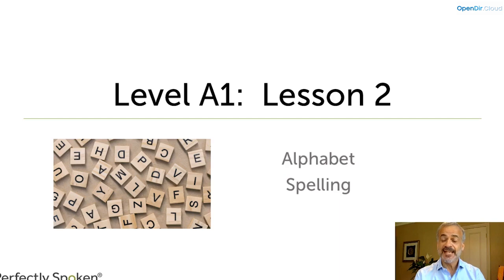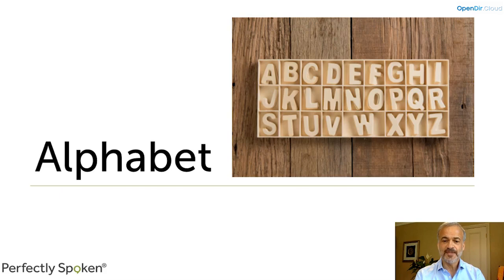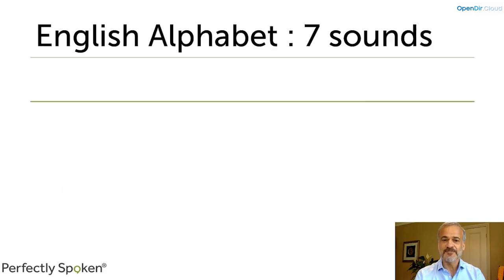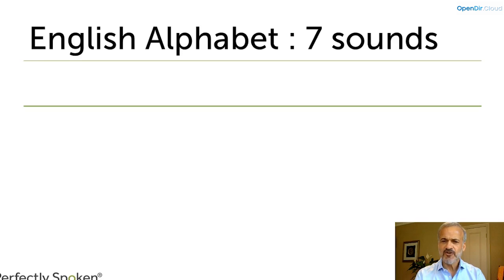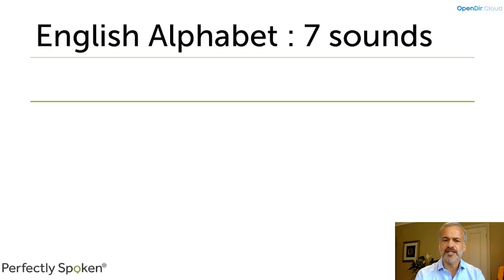Today, this is lesson 2 and we are going to learn the alphabet in English, and we are also going to practice some spelling. So first, let's look at the alphabet. In English, there are 7 important sounds you need to learn. So I want you to listen and to practice, repeat the sounds after me.